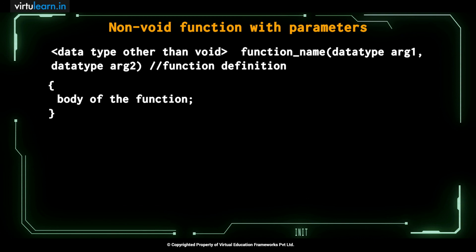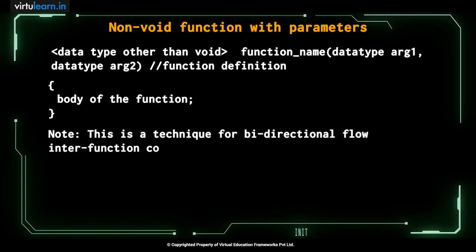The very important condition you need to remember here is that this is a technique for bidirectional flow inter-function communication. So your data, whatever is passed from the function call, is given to the function definition, and the function definition will also return some value back to the main function, that is, to the function which called it. That is why this technique is called bidirectional flow inter-function communication.